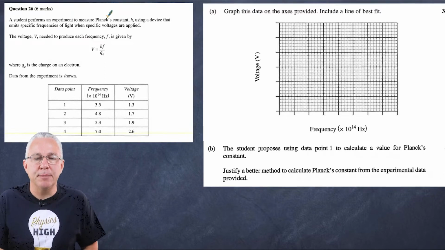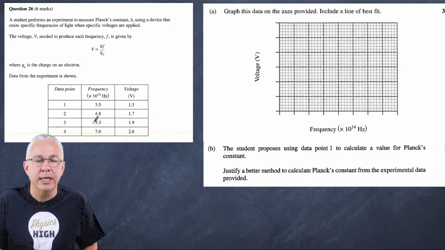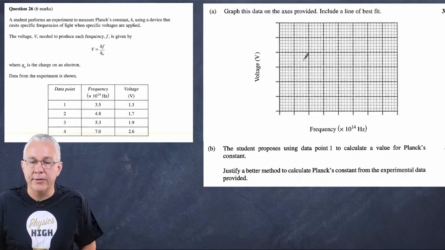A student performs an experiment to measure Planck's constant h using a device that emits specific frequencies of light. When specific voltages are applied, the voltage V needed to produce each frequency f is given by this formula, where Q is the charge of an electron. Data is provided here, and here is a graph. So this is actually a skills of graphing.